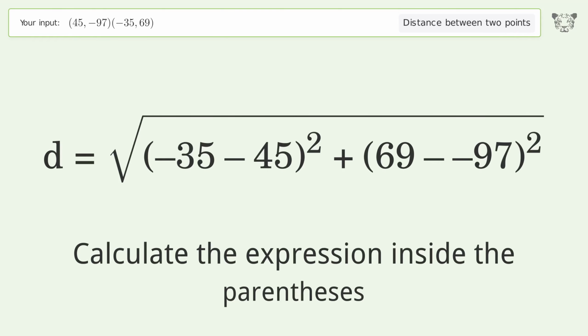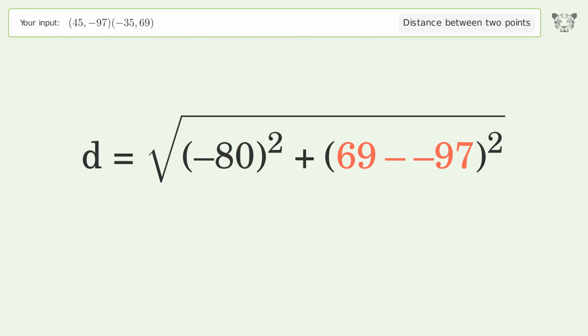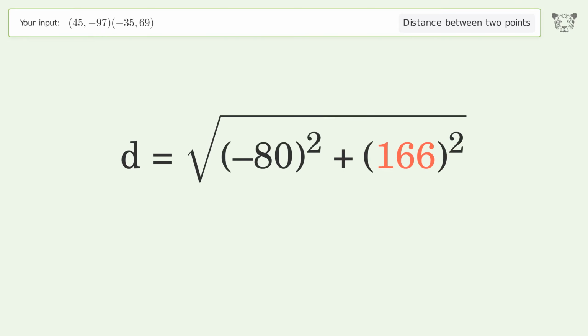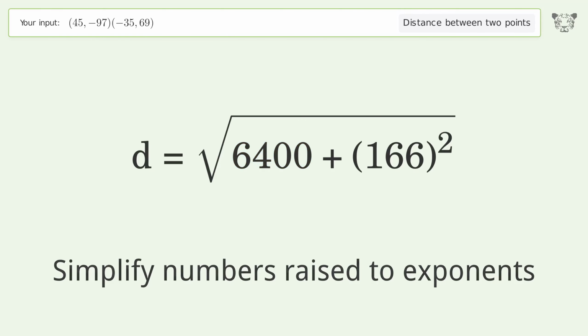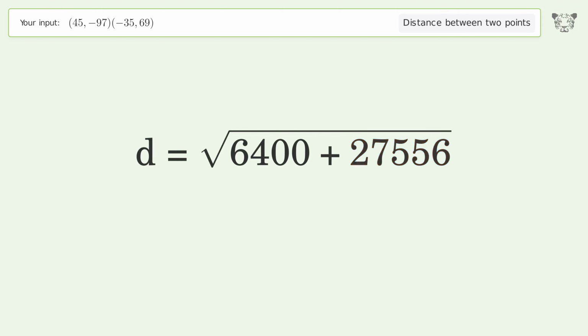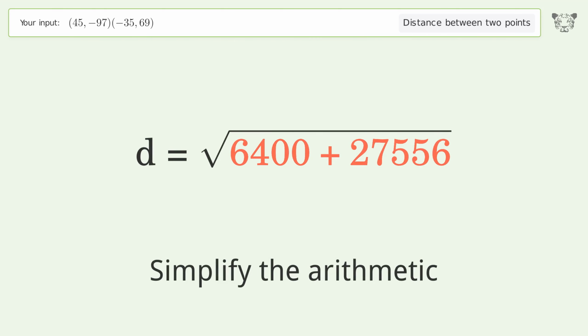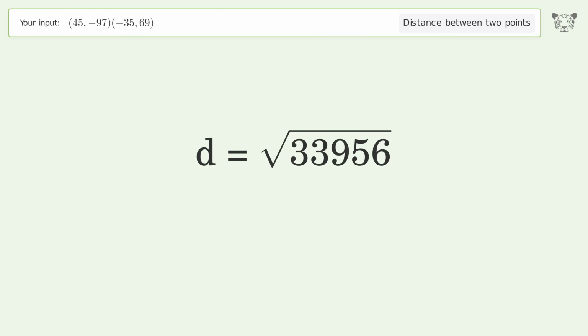Calculate the expression inside the parentheses. Simplify numbers raised to exponents. Simplify the arithmetic. And so the distance between the 2 points is the square root of 33,956 or 184.272.